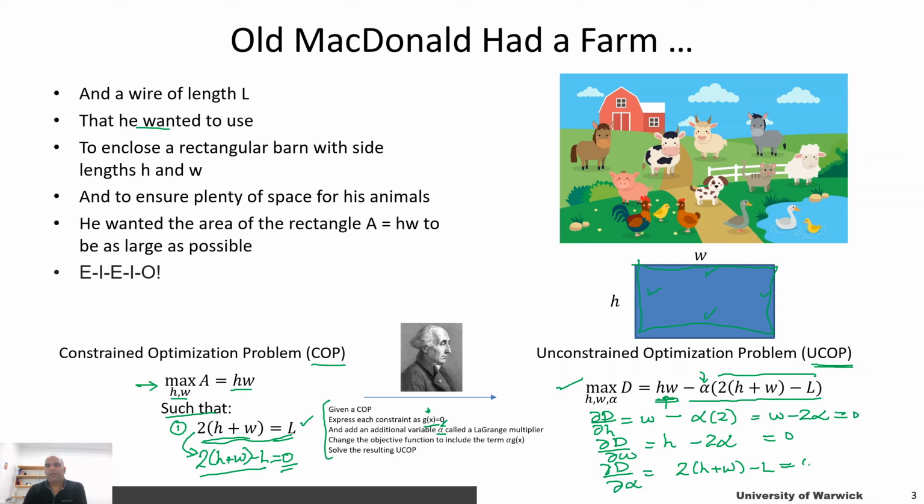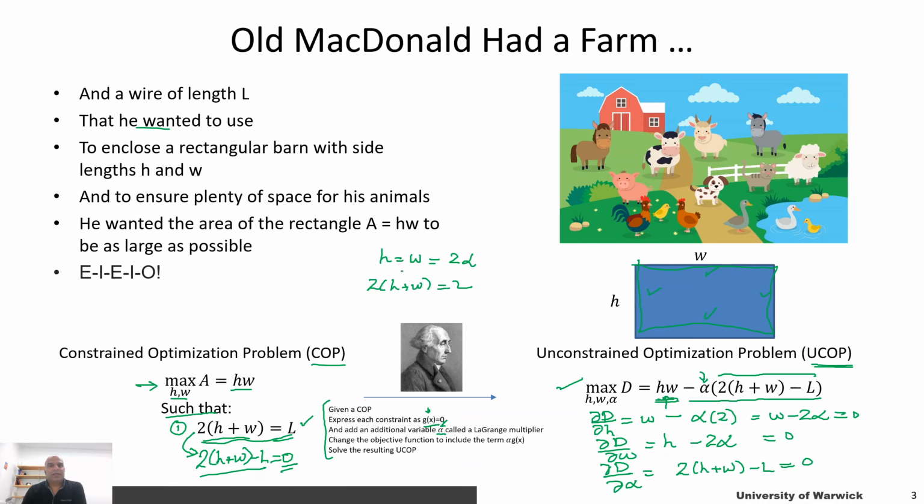Okay, and once we do that, we get the following values of w, h, and alpha. So w is 2 times alpha, and h is also equal to 2 alpha. So I write h is equal to w is equal to 2 alpha. And then we have an additional equation over here, which says that 2 times h plus w is equal to L, which is the same constraint that we originally started with.